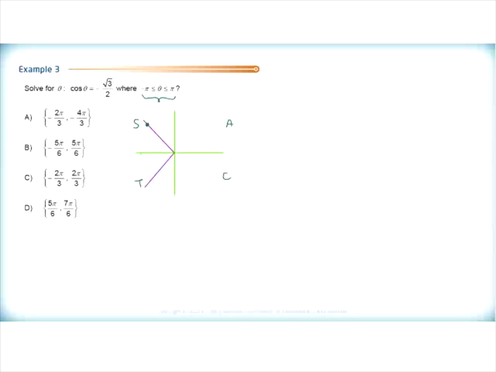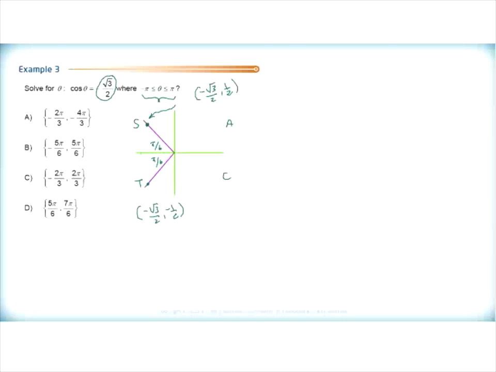Cosine is negative root 3 over 2. So cosine being the first coordinate of my point is going to be negative root 3 over 2, and of course the other coordinate of that point is 1/2. Down right here, the same is true, negative root 3 over 2, and negative 1/2 in this case. Again, let's recognize the reference angle associated with root 3 over 2, 1/2: the reference angle is 30 degrees, or pi over 6. So my reference angle is pi over 6 in both cases.